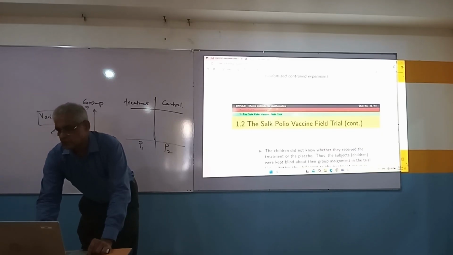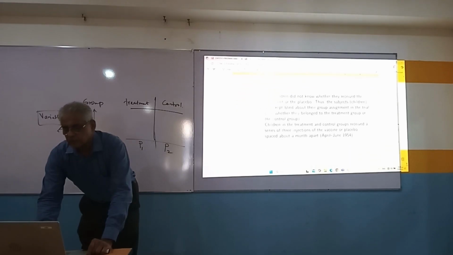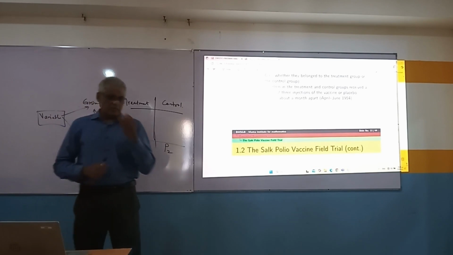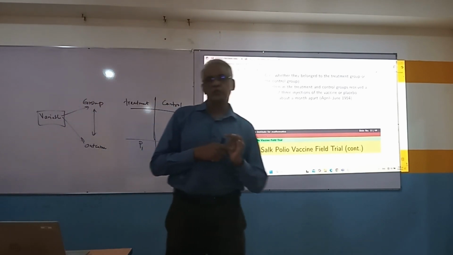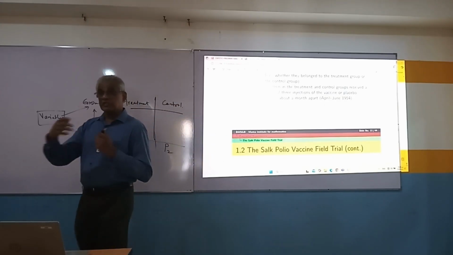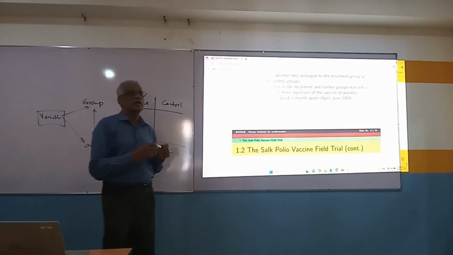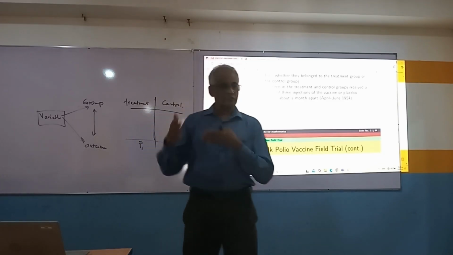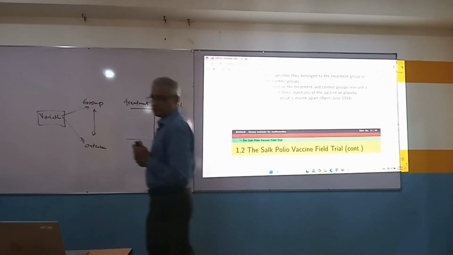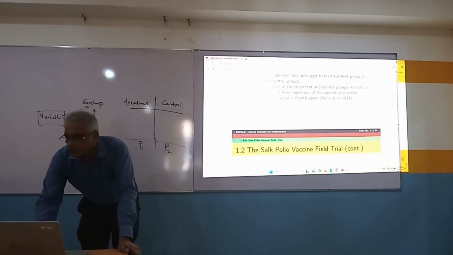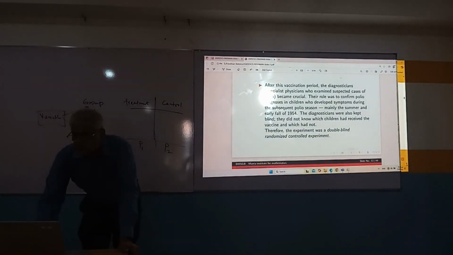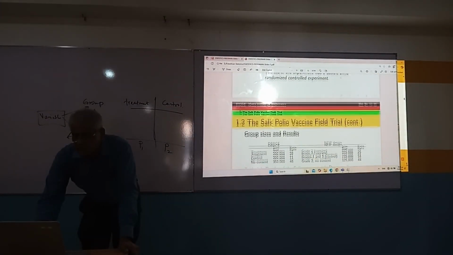There are situations where it is not possible to apply it because of some practical reasons. But whenever possible, you should apply double-blind, controlled, randomized experiments if you want to compare two groups and find out whether there is an effect. In this one, you can estimate the effect correctly. That means an unbiased estimate.